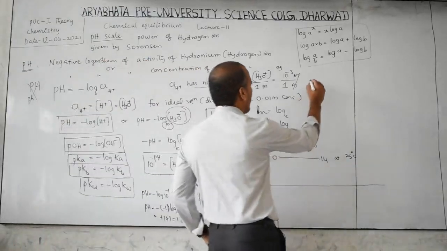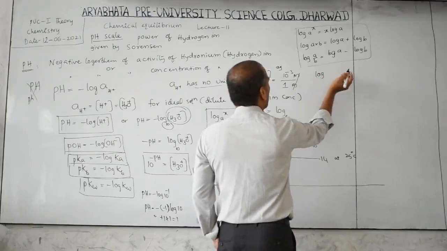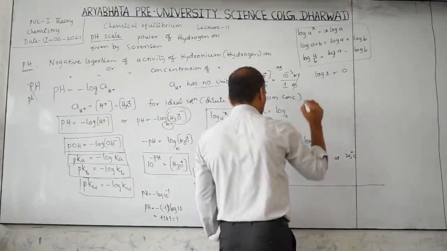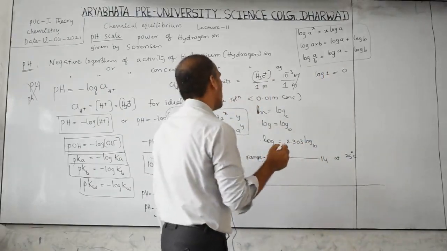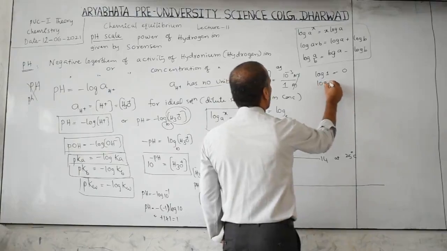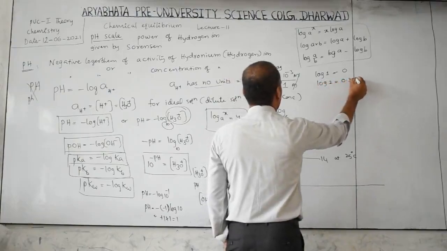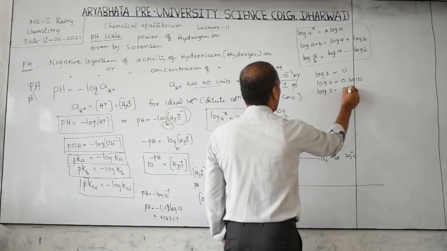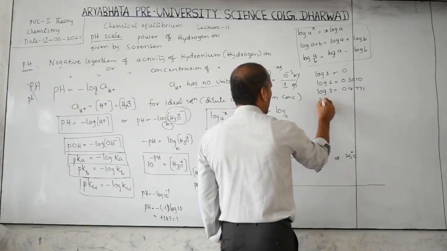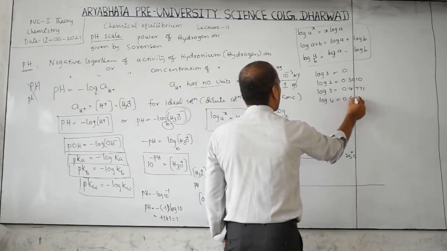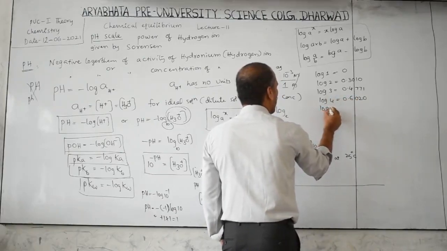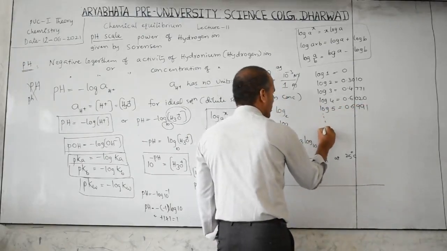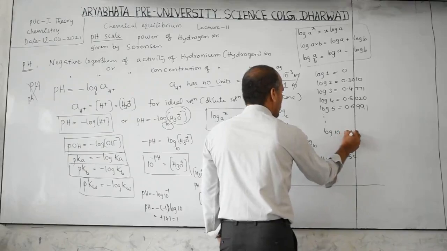So I will write some log values here. Log 1 value is 0. Log 2 value is 0.3010. Log 3 value is 0.4771. Log 4 value is 0.6020. Log 5 value is 0.6991. Like this, log 10 value is 1.